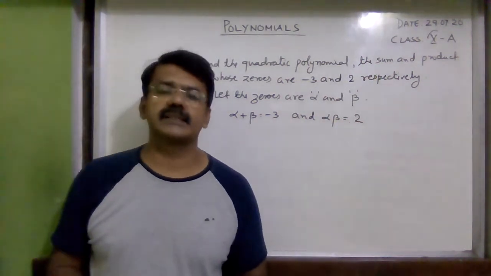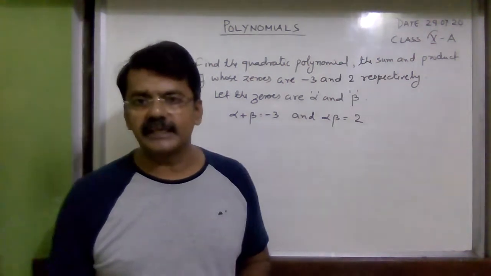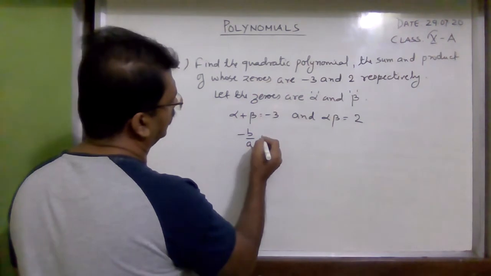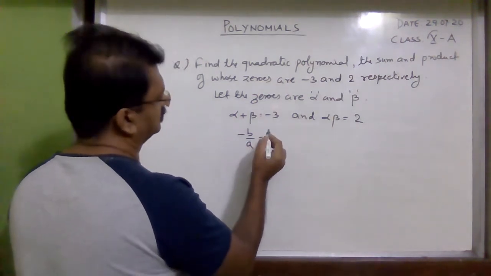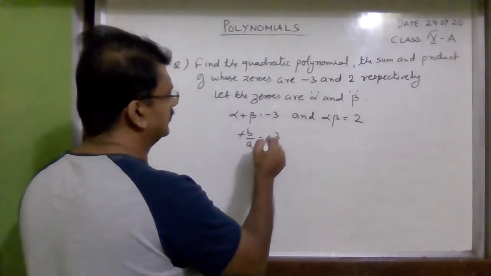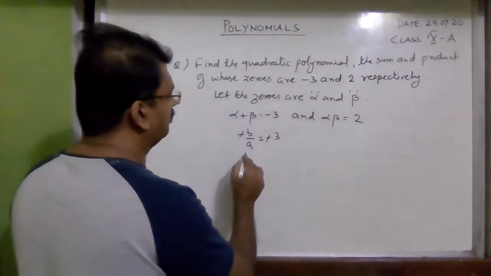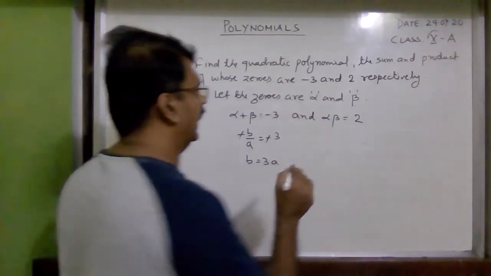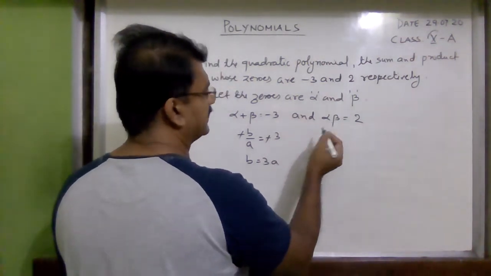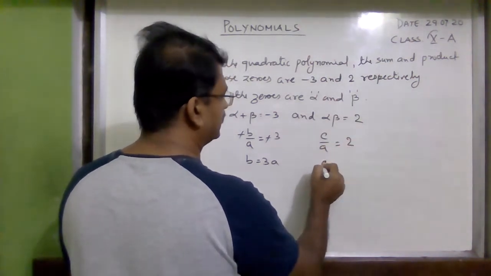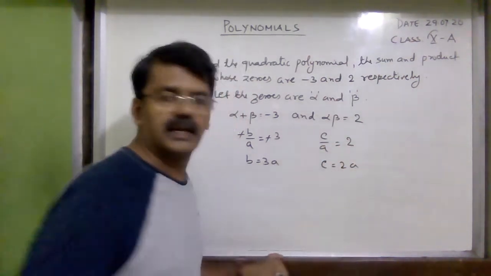Now you know the relation that alpha plus beta is equal to minus b by a. So minus b upon a is equal to -3, you can cancel the minus, so b is equal to 3a. And then you know alpha beta is c upon a, so c upon a is 2, that means c is equal to 2a.